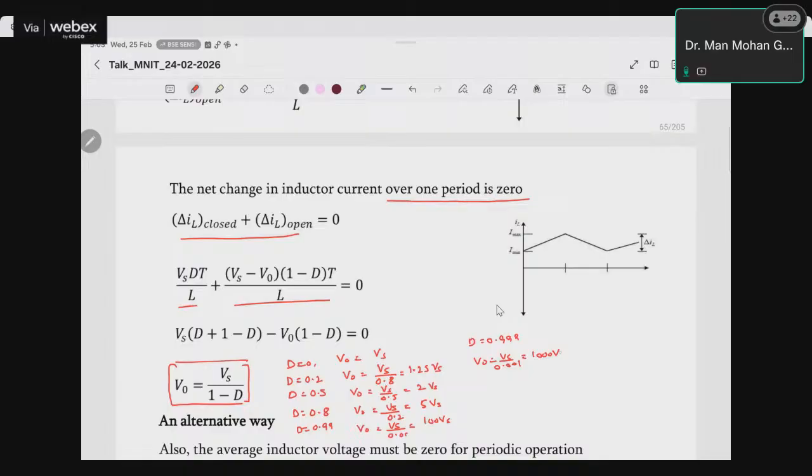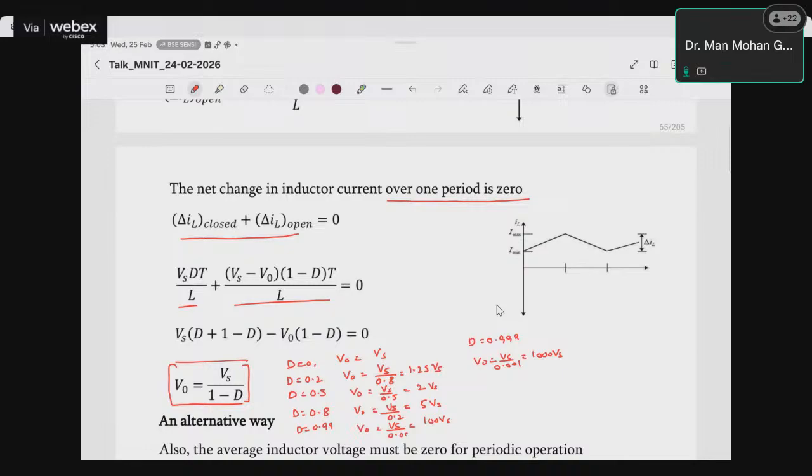So it seems that if I put any duty cycle, then I can get the output voltage to be whatever times I need, right? But this is not true. Shortly we will see it, right?